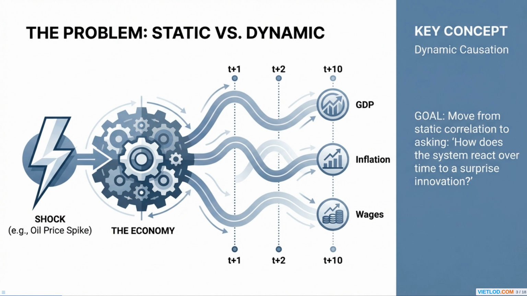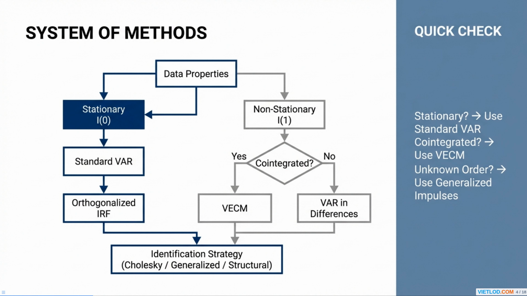This slide outlines the systematic approach to choosing the correct econometric model for impulse response analysis based on the statistical properties of your time series data. The first critical step is always to analyze your data properties, specifically checking for stationarity. If your data is stationary, I(0), meaning it is mean reverting, then the appropriate model is a standard VAR, vector autoregression. From this, you would then derive the orthogonalized IRF, impulse response function.